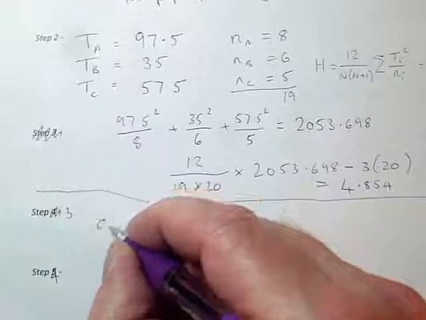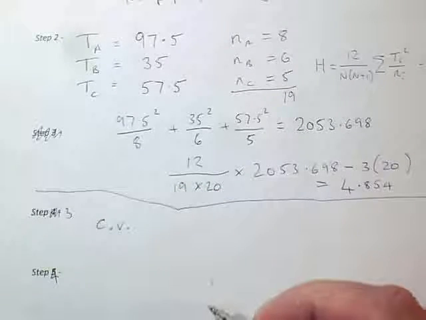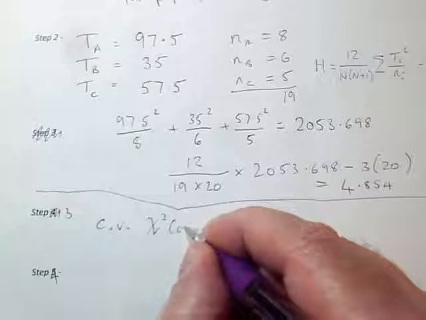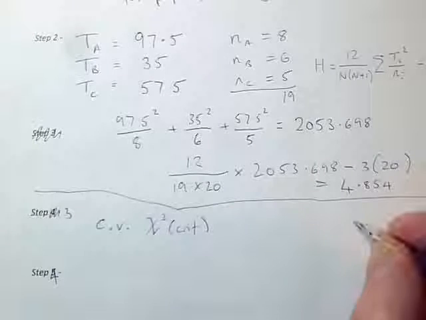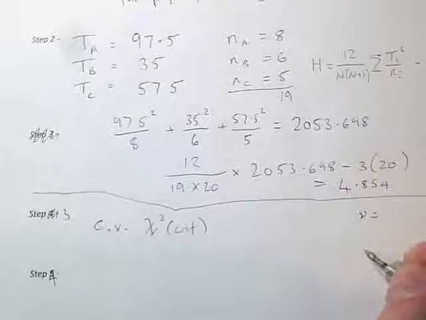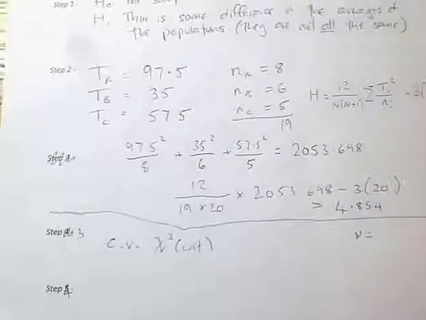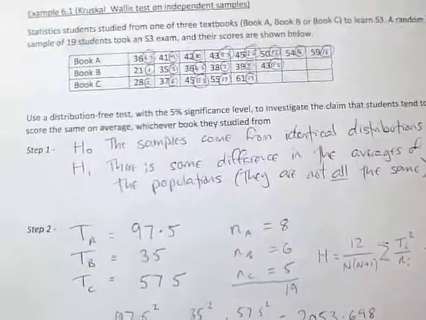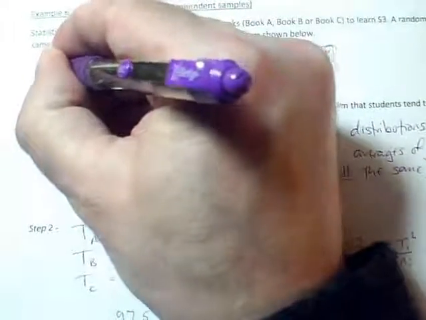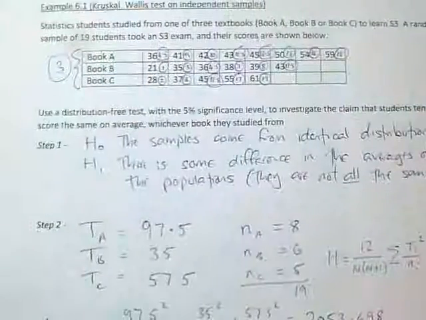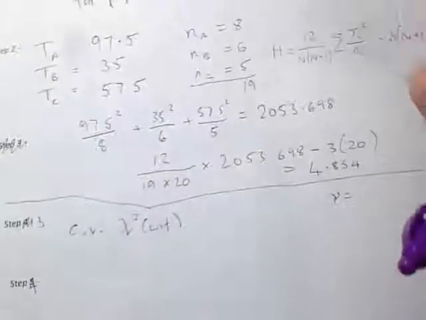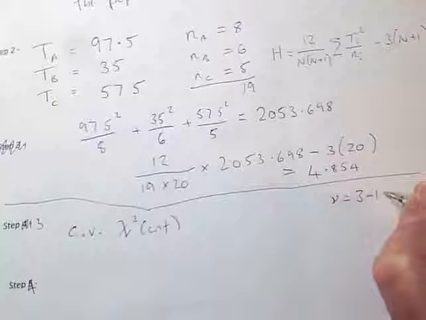Now, my critical value for the Kruskal-Wallis is another application of the chi-squared distribution. So I need a critical value of chi-squared, but I need a number of degrees of freedom to look up in the chi-squared table. So the degrees of freedom for Kruskal-Wallis is, I count up not the total number of data items, I just count how many groups I've got. So I've got 3 groups, and I take 1 away from that, and that gives me my degrees of freedom. So in this particular case, the number of degrees of freedom is 3 minus 1, which is 2.